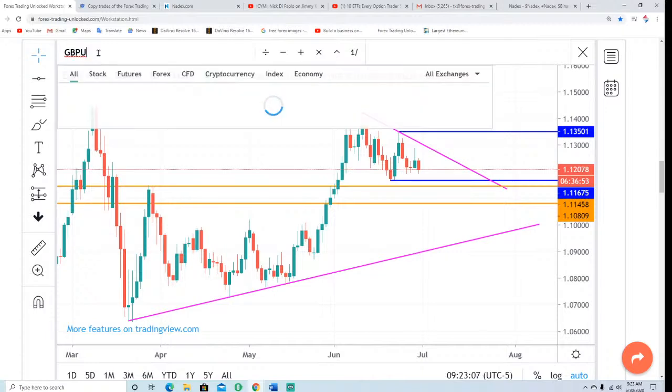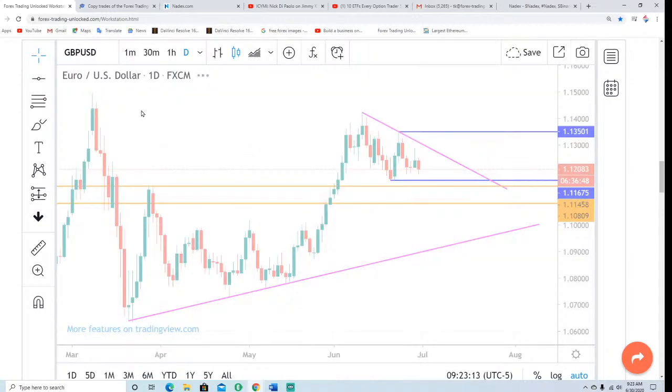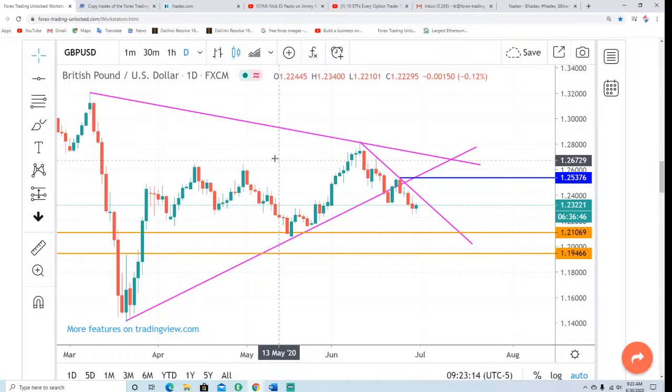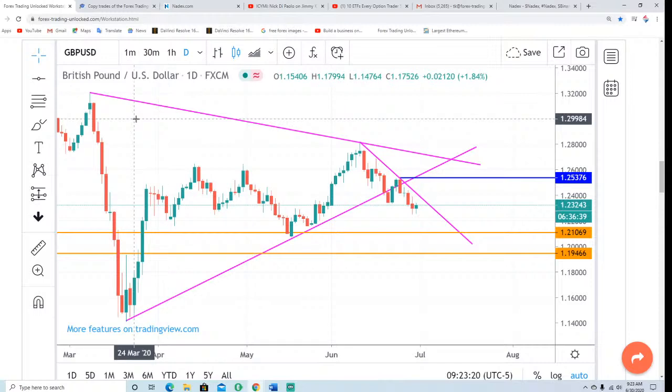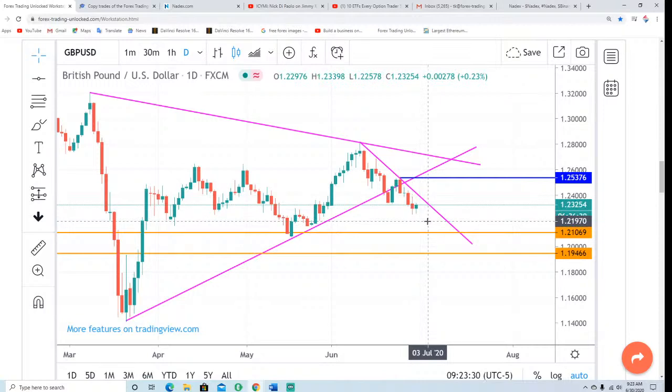Let's look at the British pound US dollar. Okay, so the British pound US dollar, as you can see, has taken out this upward sloping support line. We now have the market maintaining a lower to neutral posture. We have this downward sloping resistance line here setting the trend. Yesterday we made a lower move low. Today we have an inside day. So we have a little pause for the cause, but right now we have this market targeting the $1.2110 down to $1.1946 area down here.